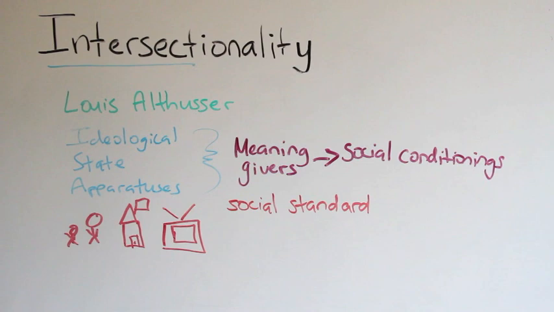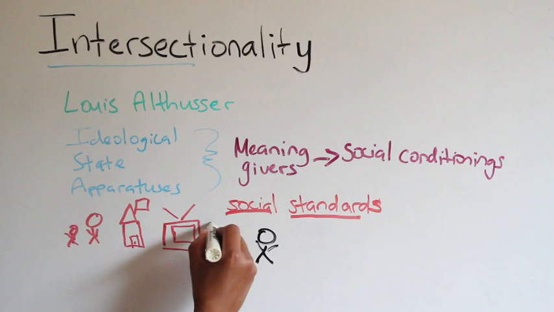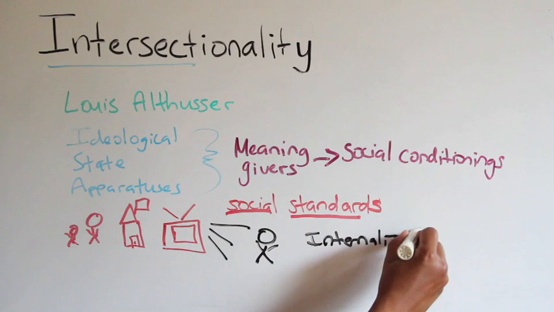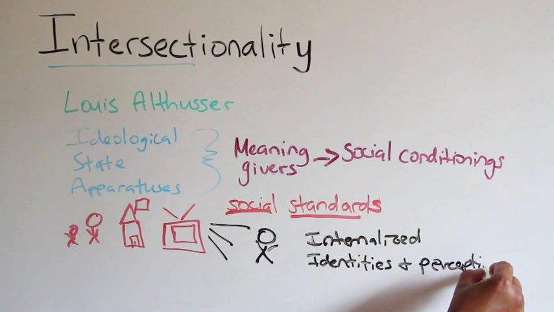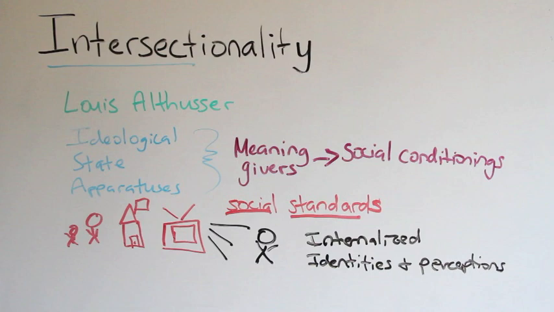So because human beings are psychological and sociological creatures, we take these meanings, we take these social conditionings and the social standards that are given meaning through social conditioning, and we internalize it. It becomes part of who we are. It impacts how we identify, as also what we perceive. What we perceive as value, what we perceive as important, and what we ultimately prioritize and privilege in a given society.